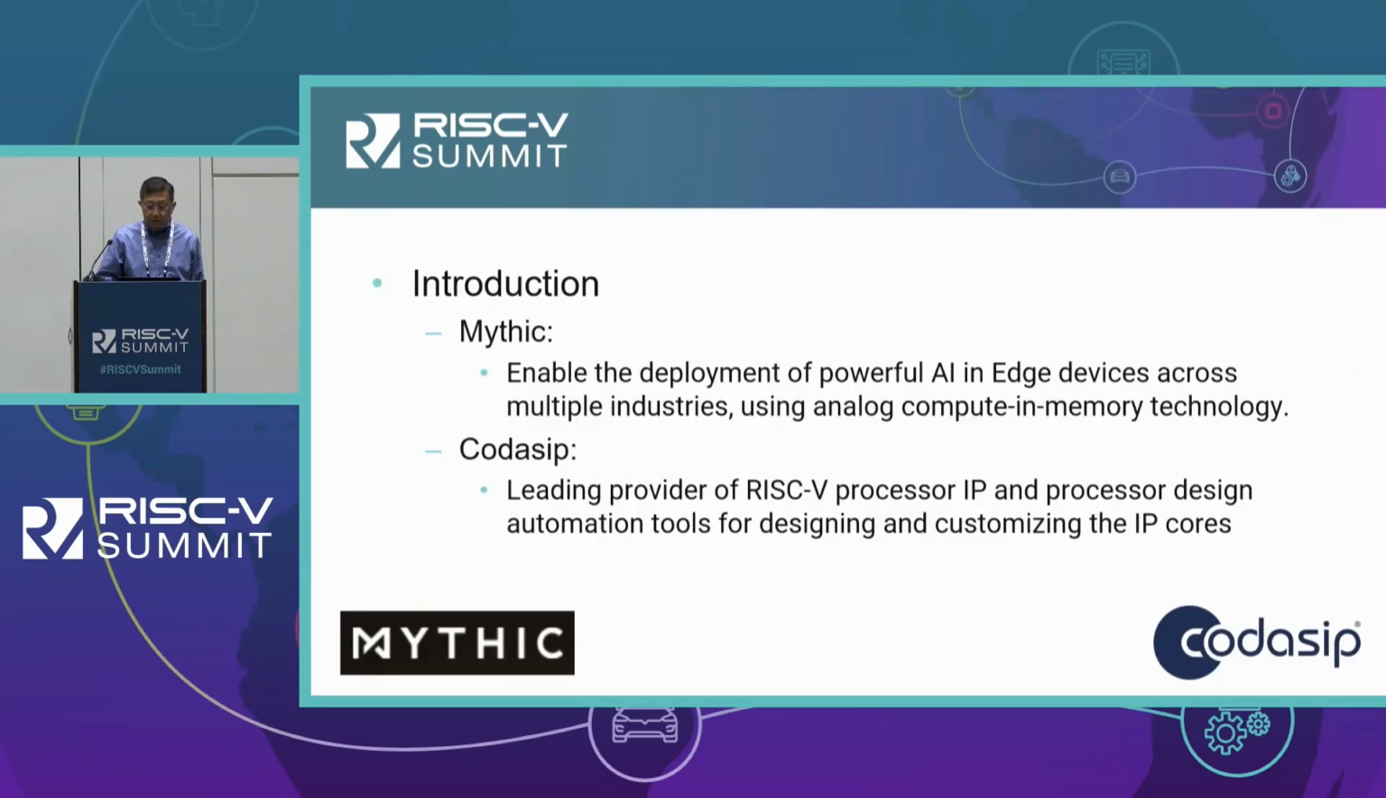So, a quick introduction for both companies. I'm from Mythic, an AI startup company. Our goal is to enable the deployment of AI solutions in edge devices across different industries. Our key technology is using analog computing memory to perform neural network inferencing. Codasip is a leading provider of RISC-V processor IPs and processor design automation tools for designing and customizing IP cores. They are also one of the sponsors here.